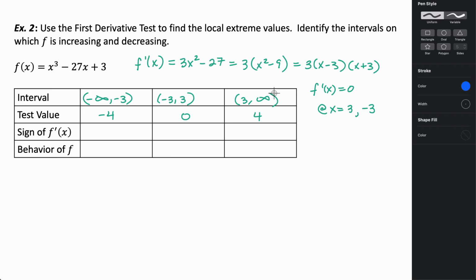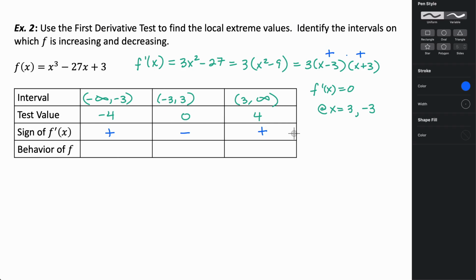So if I plug -4 in, this 3 is positive. If I plug -4 in here, that's going to give me a negative number. If I plug -4 in here, that's going to give me a negative number. A negative times a negative is positive. If I plug in 0, 0 minus 3, that's a negative number. If I plug in 0 there, it gives me a positive number. A negative times a positive is negative. And if I plug in a 4 here, that gives me a positive number there. I'm going to get a positive number there. Positive times positive is positive.